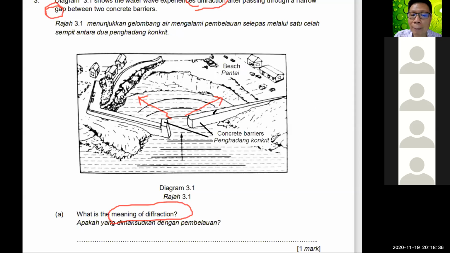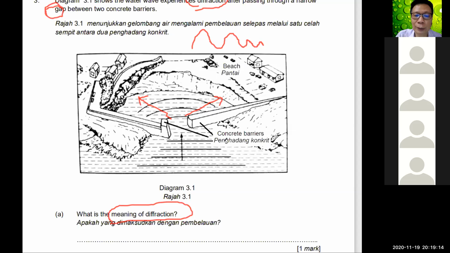How does the amplitude change then? You must know. The amplitude decreases because of loss of energy. When it passed through the gap, the wave lost energy, so no more energy already. So the amplitude decreases. The amplitude at first is very high, then after it passes through, it becomes very low. And one more thing that will change is the shape, the pattern.